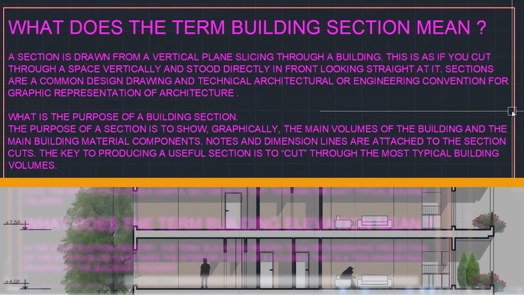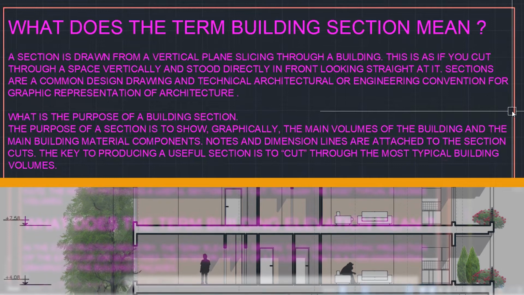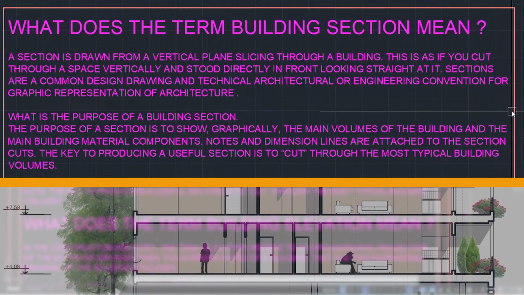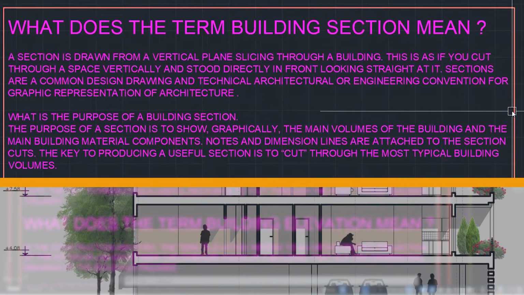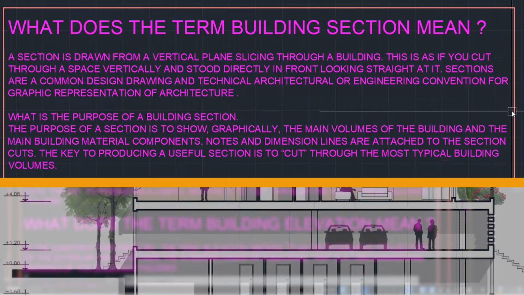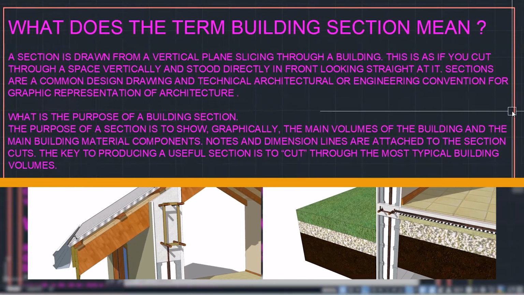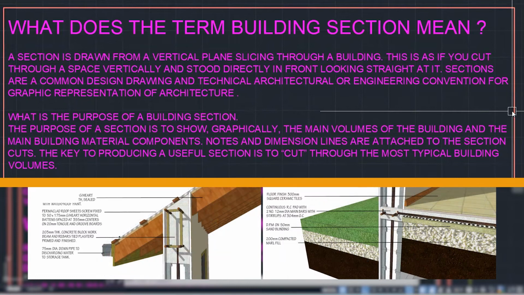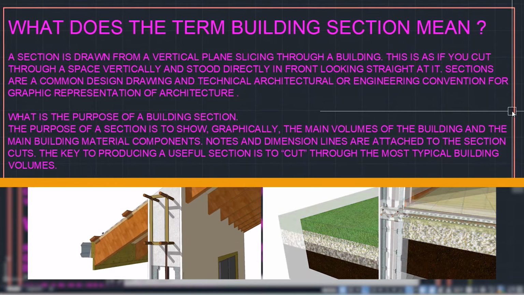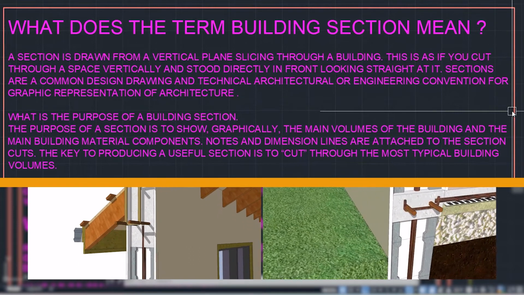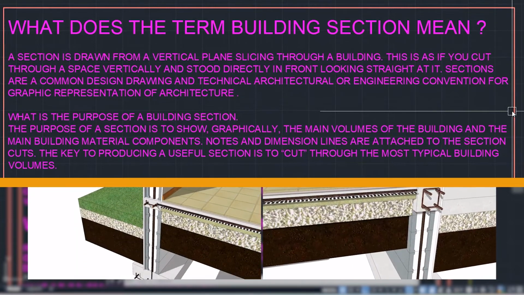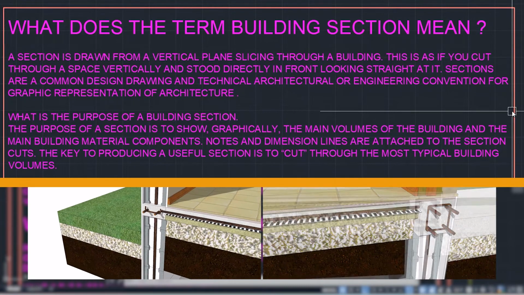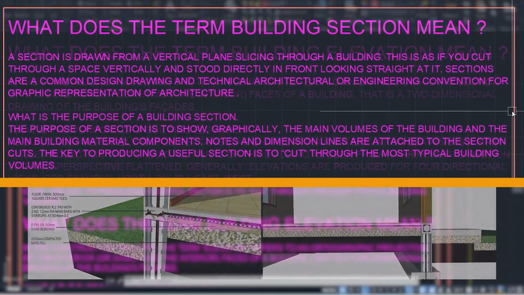What is the purpose of a building section? The purpose of a section is to show graphically the main volumes of the building and the main building material components. Notes and dimension lines are attached to the section cuts. The key to producing a useful section is to cut through the most typical building volumes.